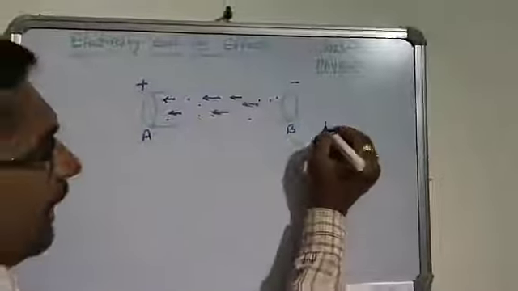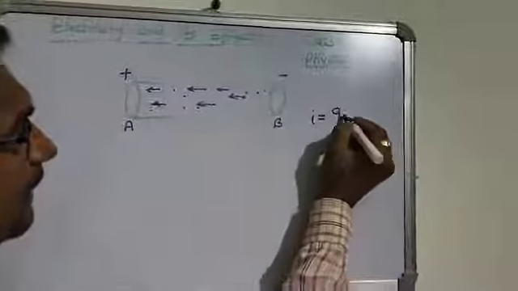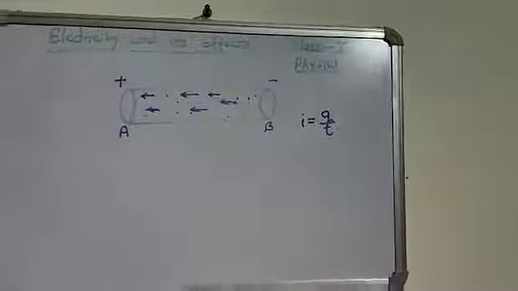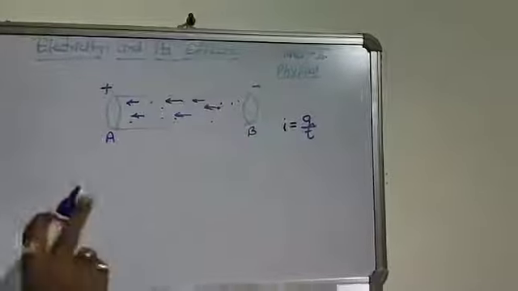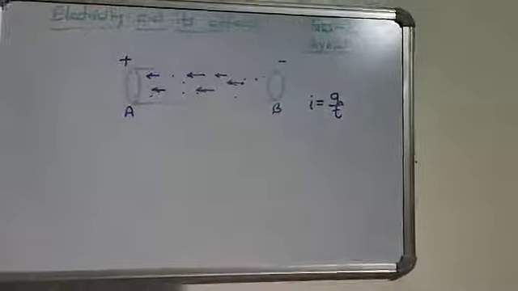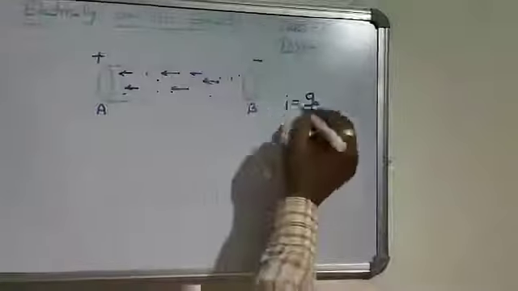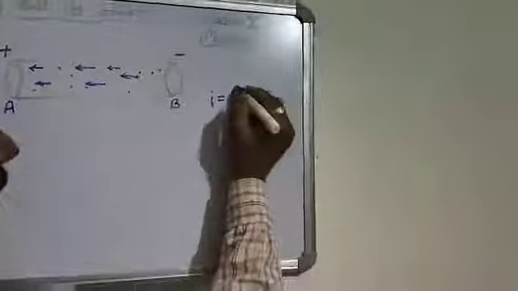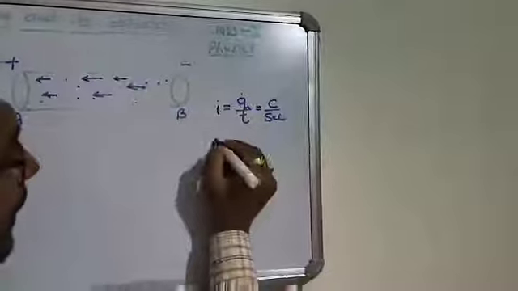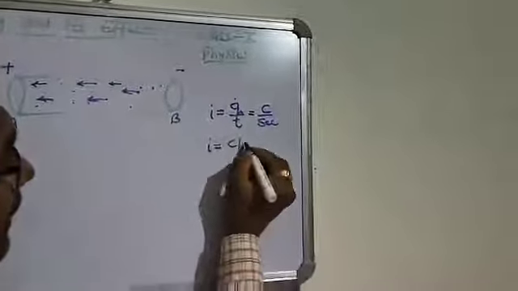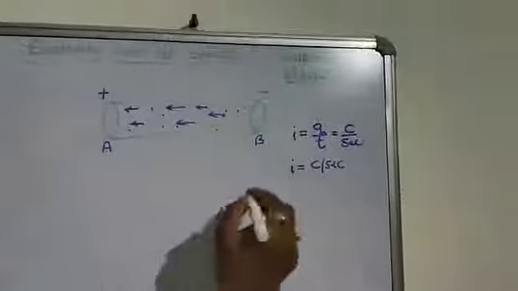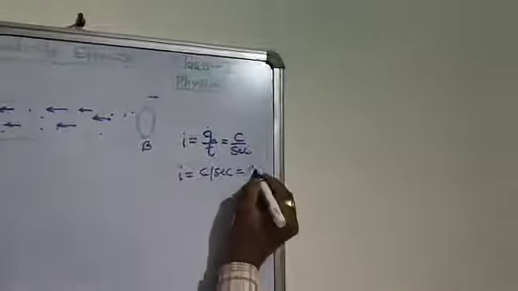So we can define I is equal to Q by T, where Q is the total charge which is flowing in the metallic wire or in a conductor, and T is the time. So the charge that passes through a wire per second is called electric current. The unit of charge is coulomb and the unit of time is second. So the SI unit of current is coulomb per second. In another way, the SI unit of current is also known as ampere.